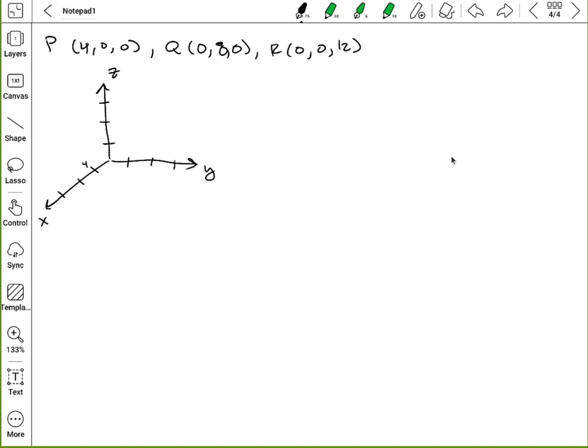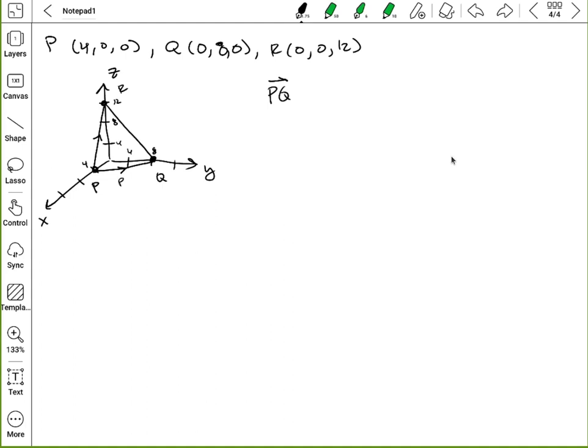So the point P is at (4, 0, 0). The point Q is at (0, 8, 0). And then the point R is at (0, 0, 12). So I just drew these going up by 12s. So that's P, Q, and R. And I'm interested in this triangle between them that fills in that space. And then what I'm going to do is think about two vectors, from P to Q and P to R.